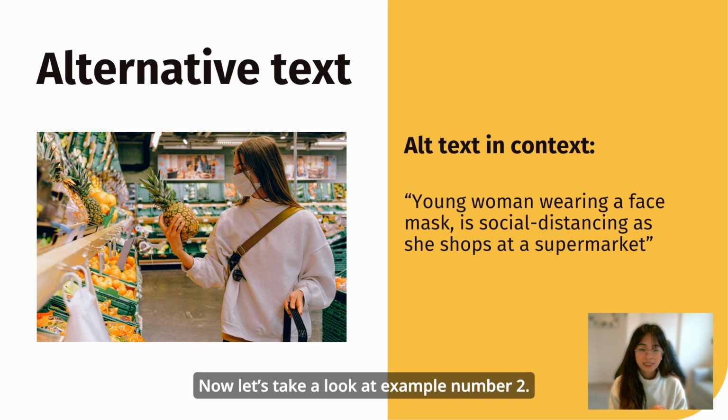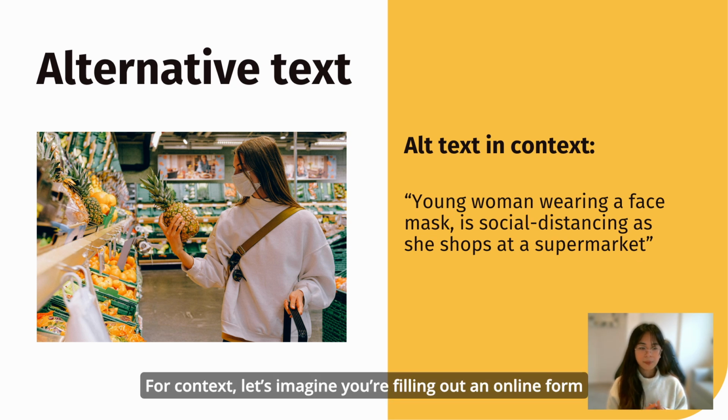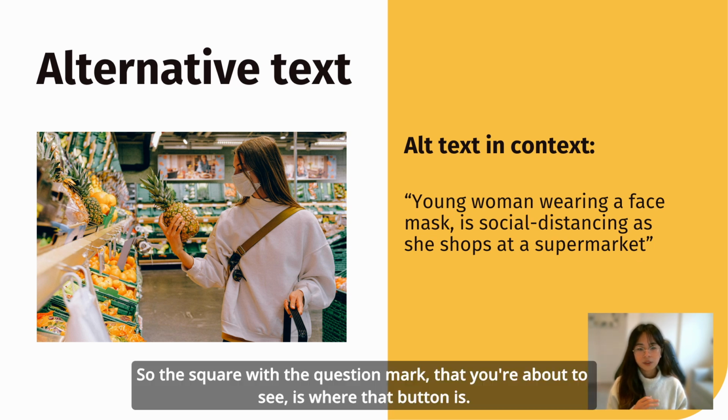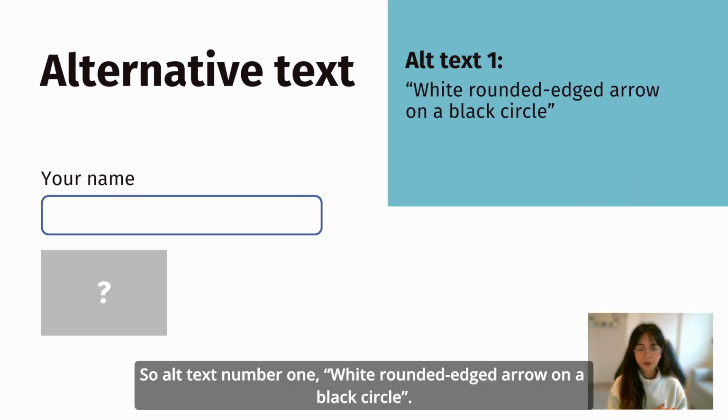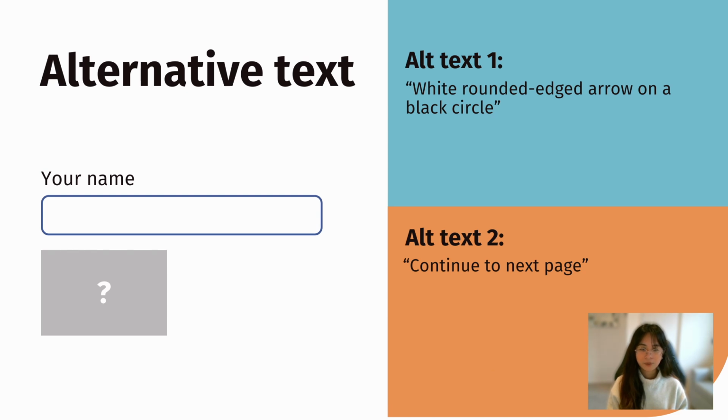Now let's take a look at example number 2. We're going to be looking at functional images this time, and I'm going to be giving you 2 alt texts again, and you're going to have to think about what these alt texts mean to you. So for context, let's imagine that you're filling out an online form, and this alt text is describing a button. So the square with the question mark that you're about to see is where that button is. So alt text number 1, white rounded edged arrow on a black circle. Alt text number 2, continue to next page. And let's look at the actual image.